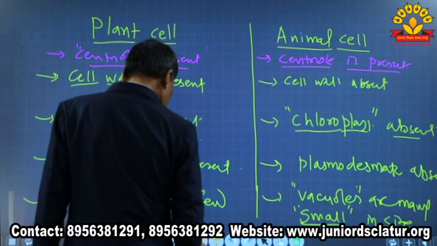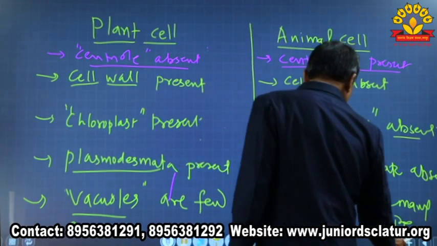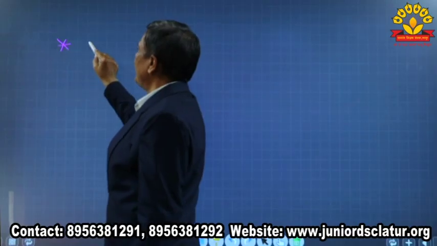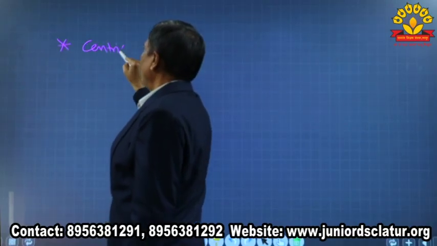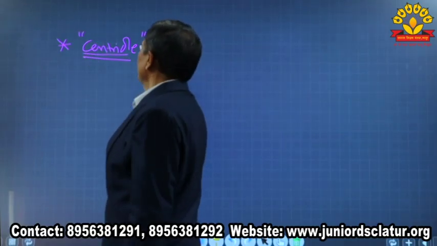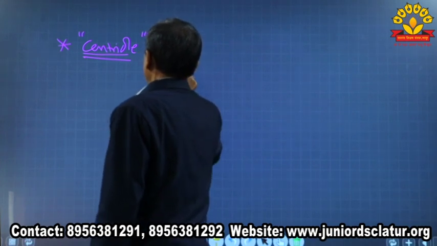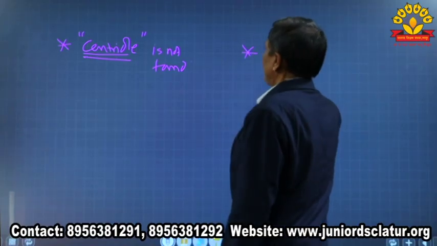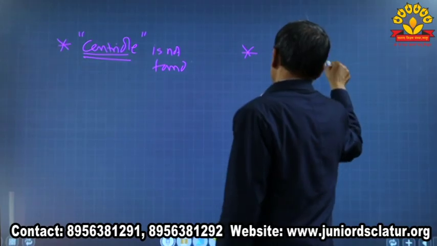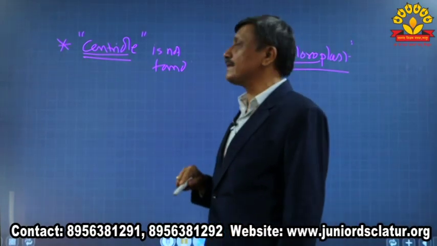So, what are the differences in the plant cell? What is present? What is absent? In the plant cell, centriole is absent, and what is present which is not found in the animal cell? Centriole is not found in plant cell, while in case of the animal cell, what is absent? Chloroplast is absent. So, this can be remembered while telling the differences between the plant cell and animal cell.